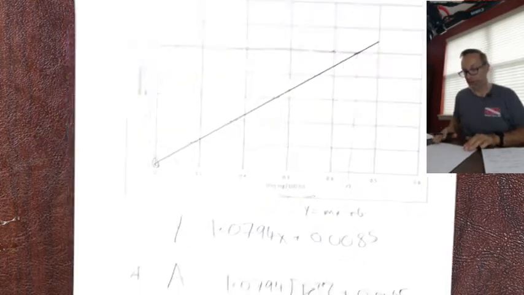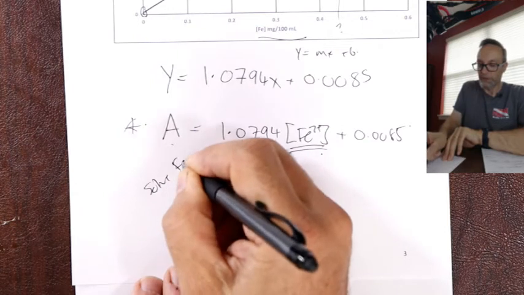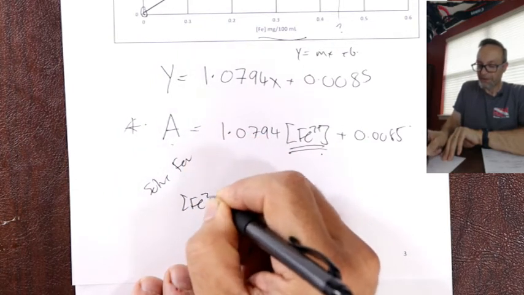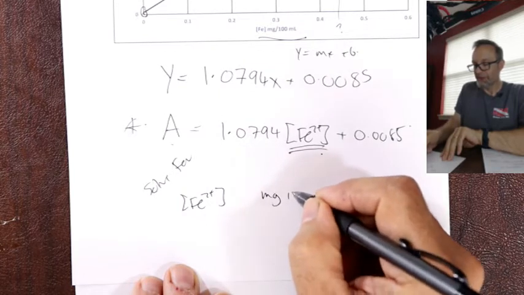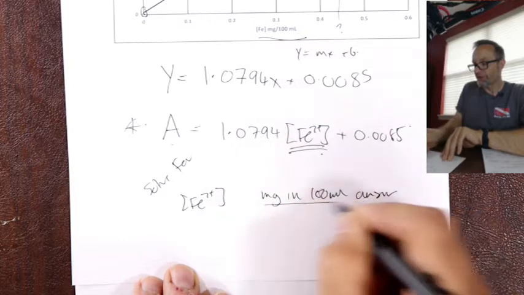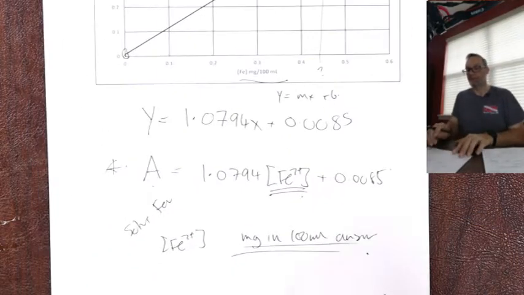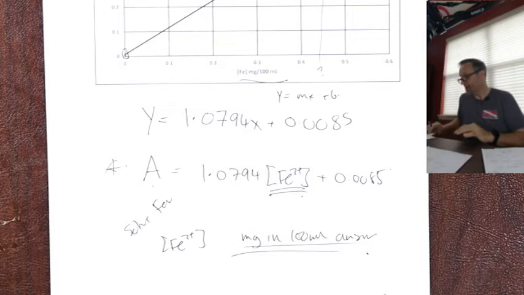So pretend you did the experiment, okay? So what you're going to do is you solve for Fe2+. So you'll get milligrams in 100 milliliters as an answer. Fantastic, okay? So rearrange there, okay? So that's your experiment in a nutshell.